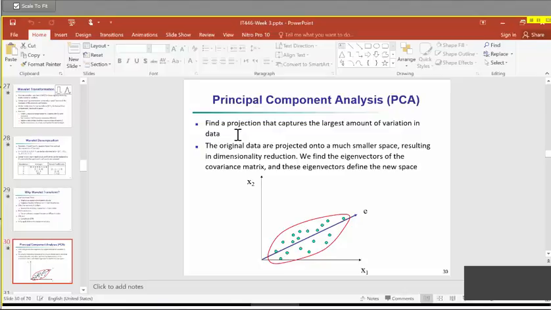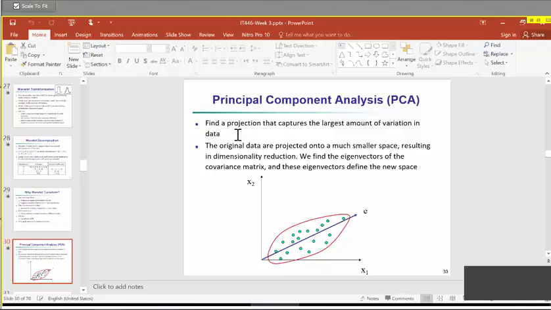Variation inside the data. You can capture this variation by adjusting the direction of your line. So the original data are projected into a smaller space, which results in dimensionality reduction. If you see the original data, it is represented in 2D. You have X and you have Y. You have the XY plane.